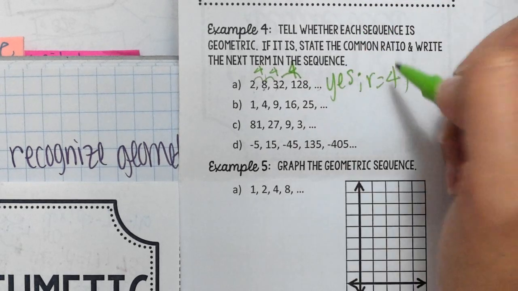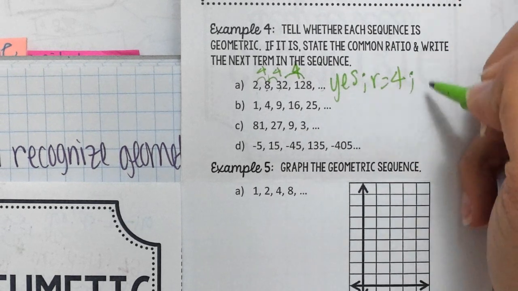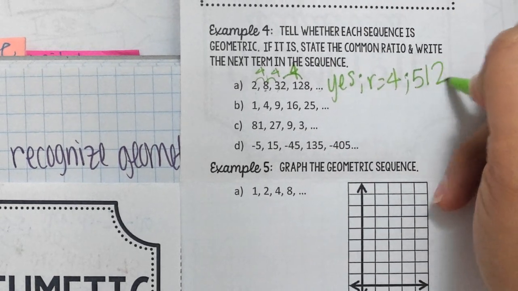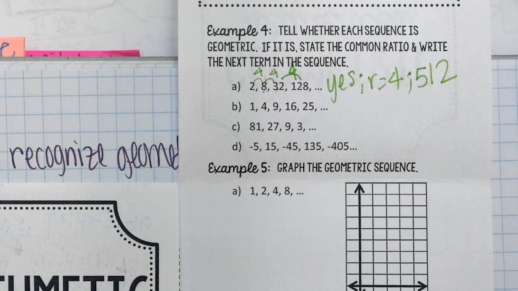Alright, go ahead. Natalie, tell me what the next number is. 512. Do we agree or disagree? Fantastic. Take a point. It's the same thing we did yesterday. It's not that much more difficult just because it's multiplication.